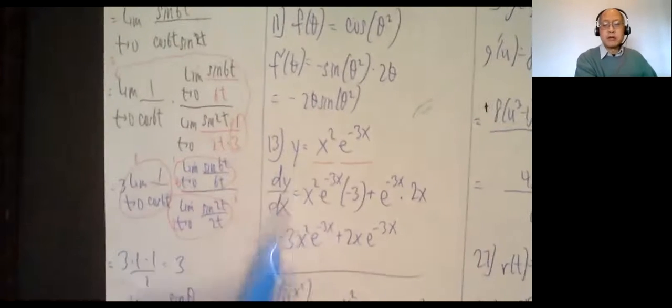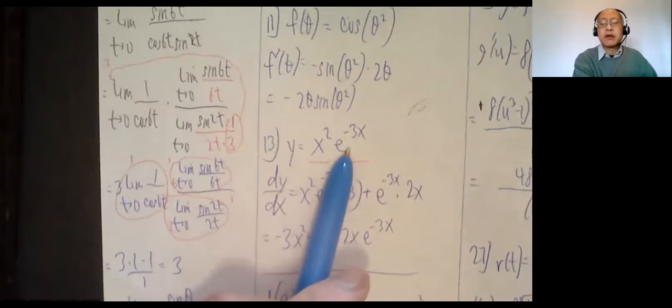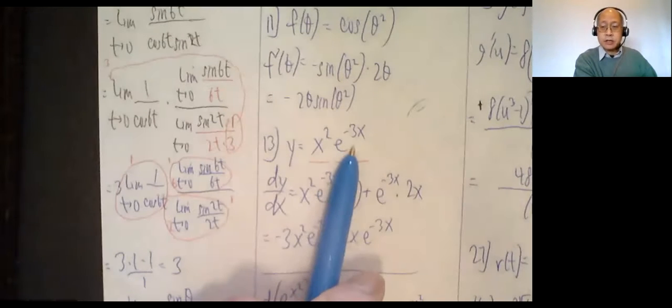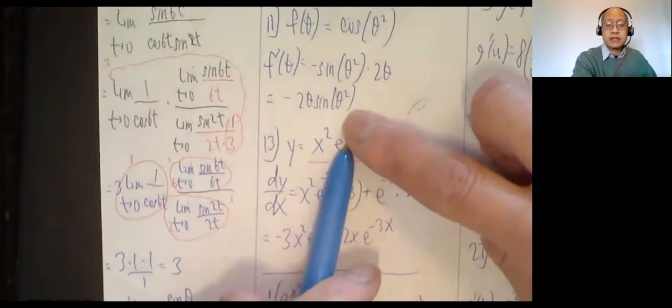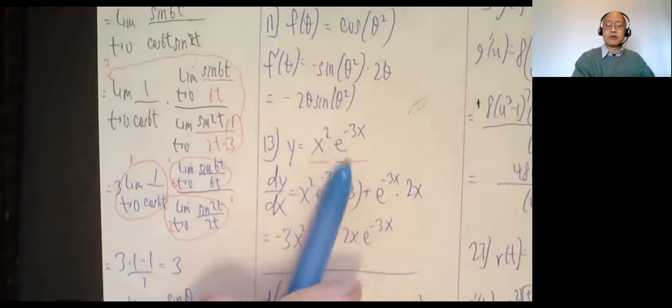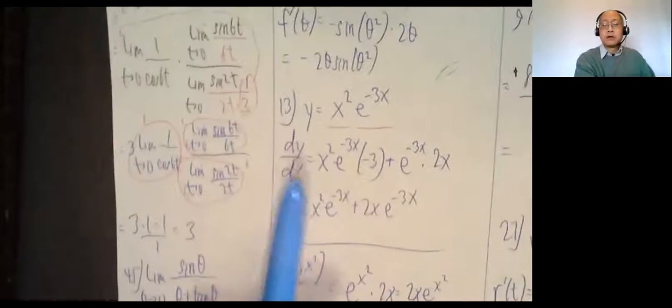Okay, so that's a product rule. There's also a chain rule here because we're not just differentiating e to the x, it's e to the negative 3x. So there is an inside function, negative 3x, the outside function being the exponential function.